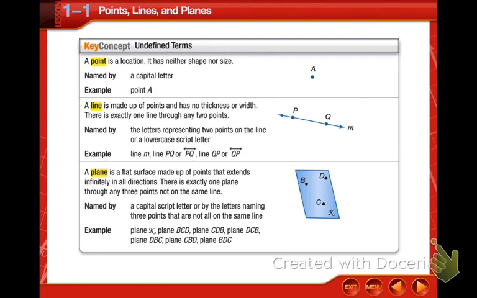A line is made up of points and has no thickness or width. There's exactly 1 line through any 2 points. A plane is a flat surface made up of points that extends infinitely in all directions. There's exactly 1 plane through any 3 points not on the same line, so they can't be collinear. They have to be basically forming a triangle.